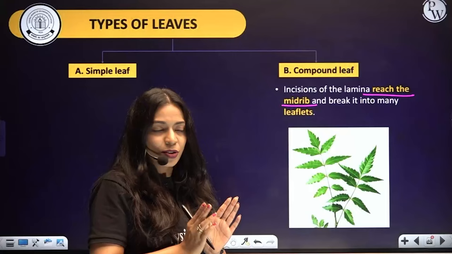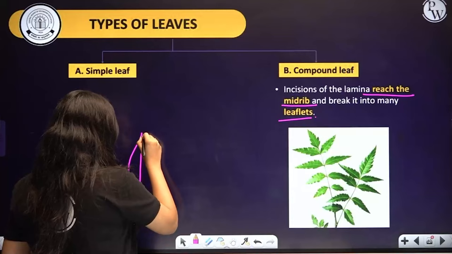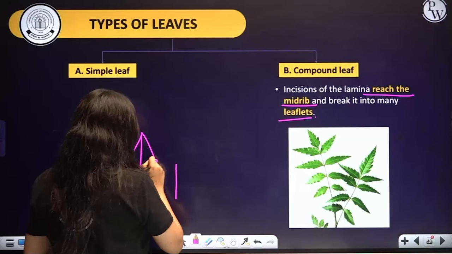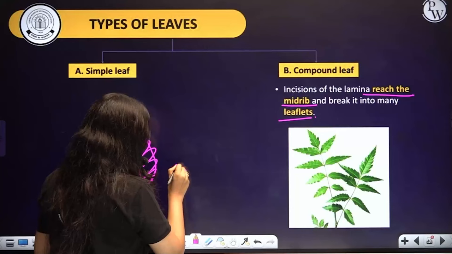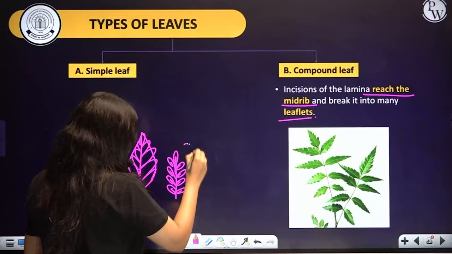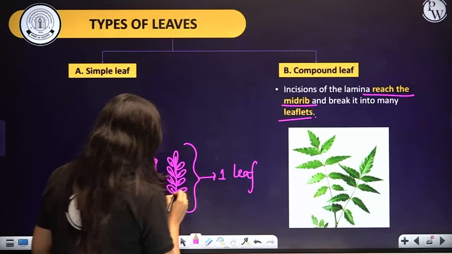Assume this is like a leaf and say the leaf has many incisions. And the incisions are so deep, right? And they are touching the midrib, so that this leaf is broken and it has many leaflets. Now, over here, we consider this entirely as a single leaf and these parts as leaflets.